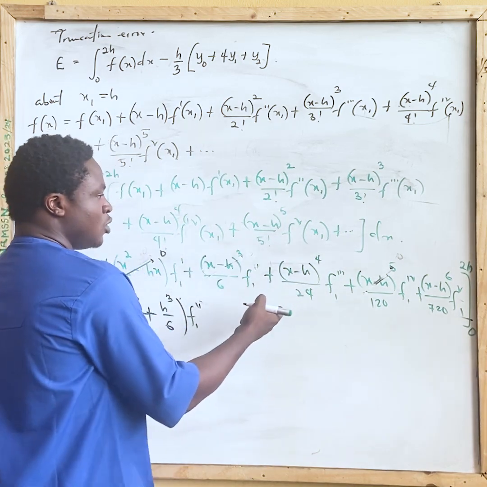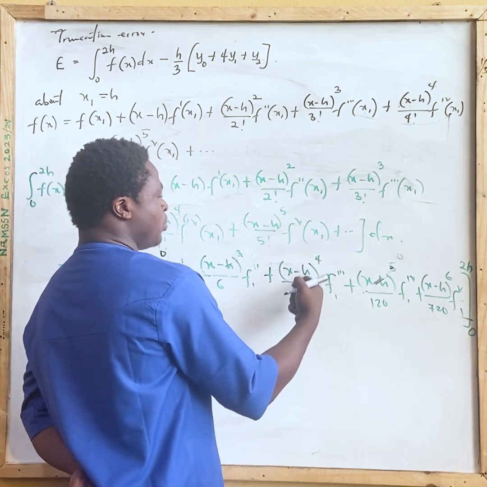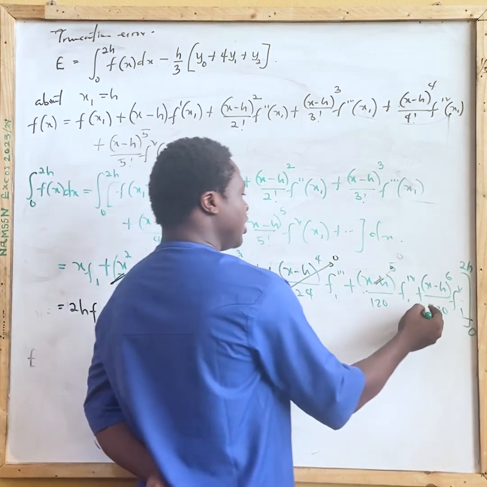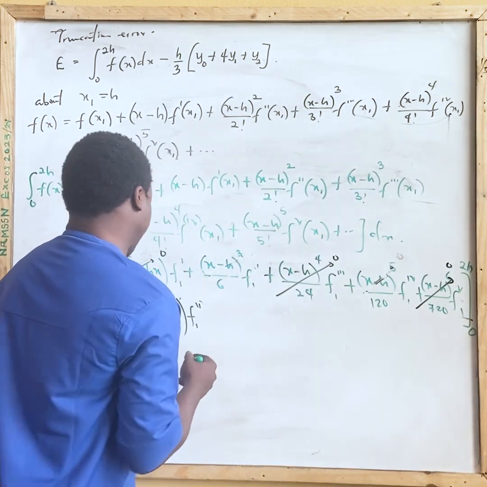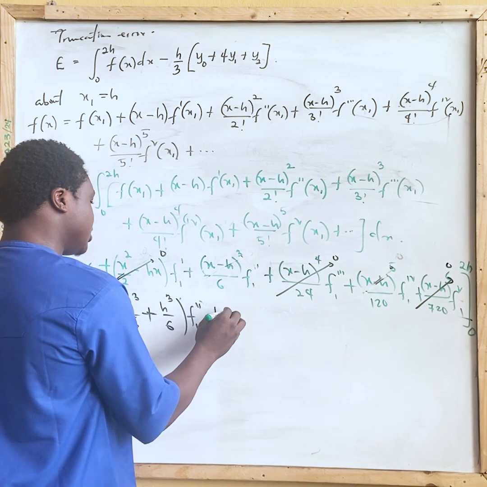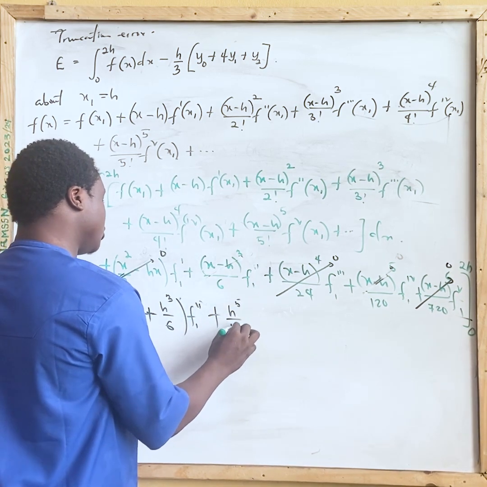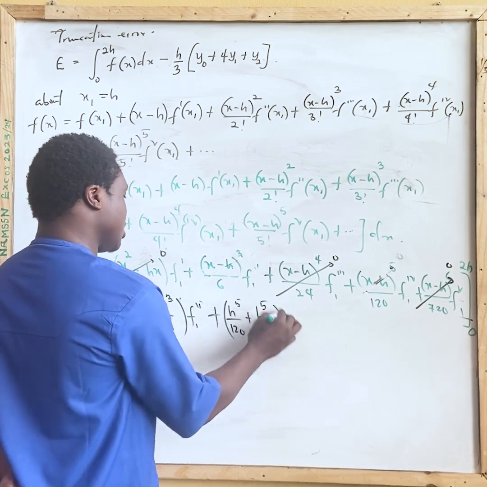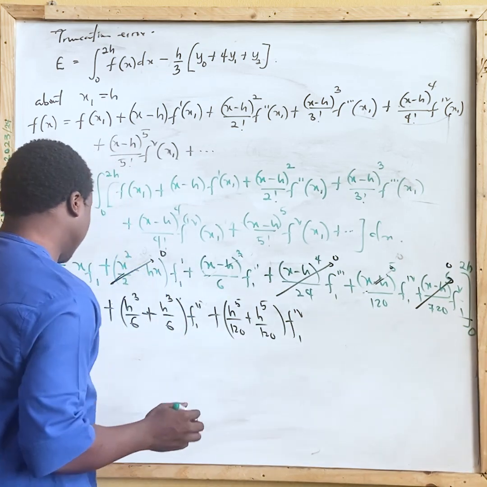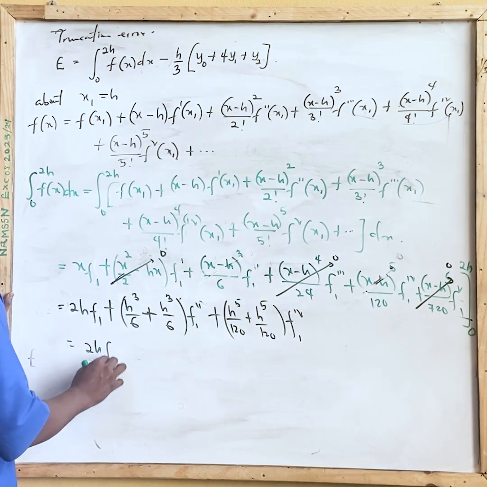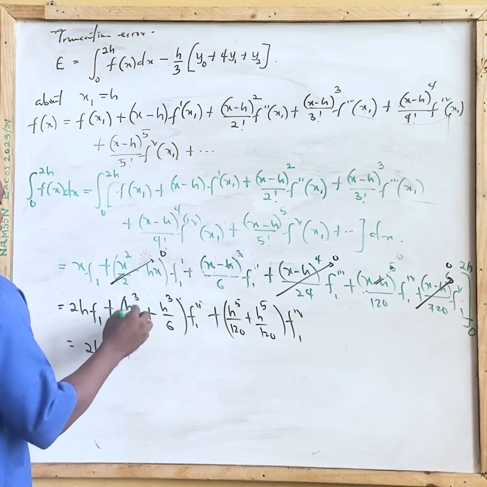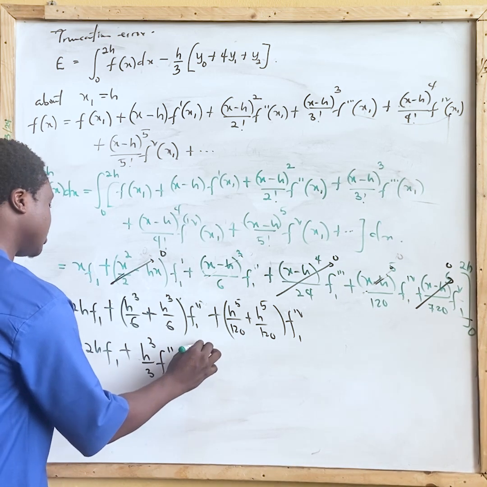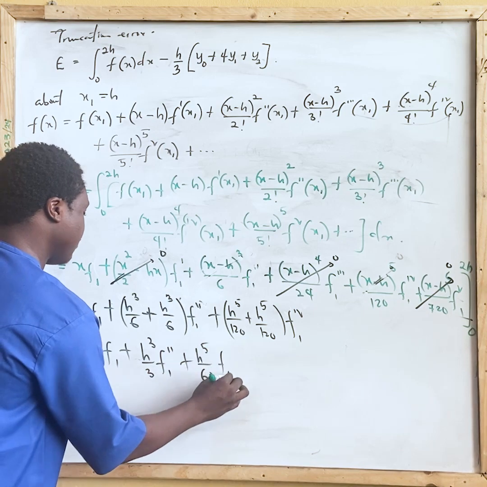Okay, so for the next line, when x is 2h, I get h to the power 4 over 24. When x is 0, the same thing, that will be minus. So this is 0. This is 0. It means that this one should be 0. So here I should be having plus h to the power 5 over 120 plus h to the power 5 over 120, f1 V. And then finally, we can say it is 2h f1 plus h cubed over 3 f1 prime prime plus h5 over 60 f1 IV.